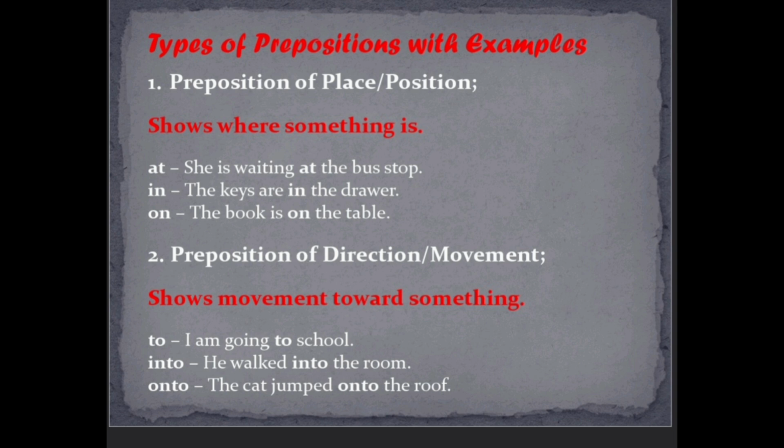Example number one, she is waiting at the bus stop. Here, the preposition at shows a specific place where she is waiting. Where is she waiting? At the bus stop. So, to show that particular place, the bus stop, we are using a preposition.